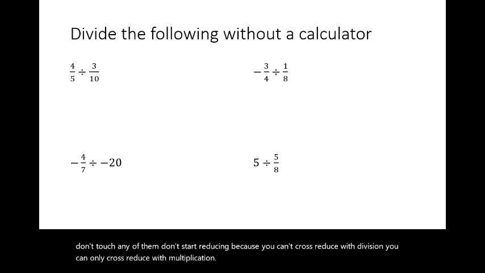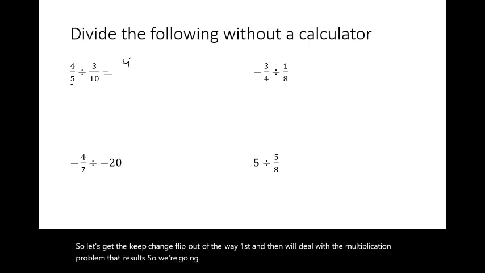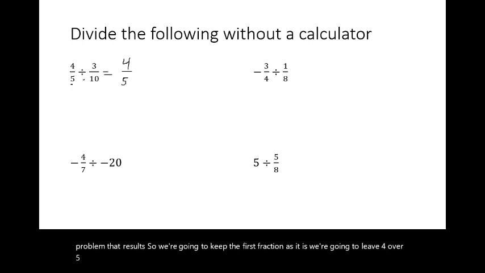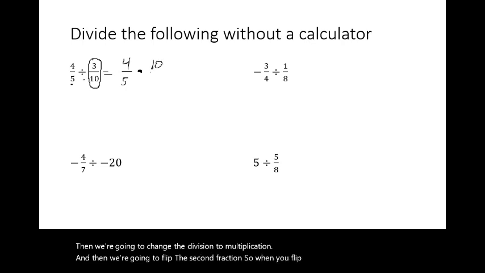So let's get the keep, change, flip out of the way first, and then we'll deal with the multiplication problem that results. So we're going to keep the first fraction as it is. So we're going to leave 4 over 5 alone. Then we're going to change the division to multiplication. And then we are going to flip the second fraction. So when you flip 3 over 10, you get 10 over 3.